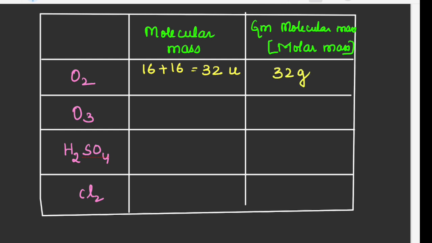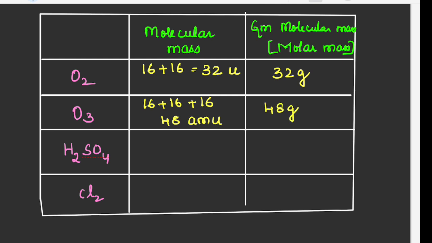Is that clear? Next for ozone. Ozone, here 3 oxygen atoms are combined together. So 16 plus 16 plus 16. How much will you be getting? You will be getting 48 AMU, or you can write it as U, unified mass. And here gram molecular mass, you will be writing it as 48 grams.